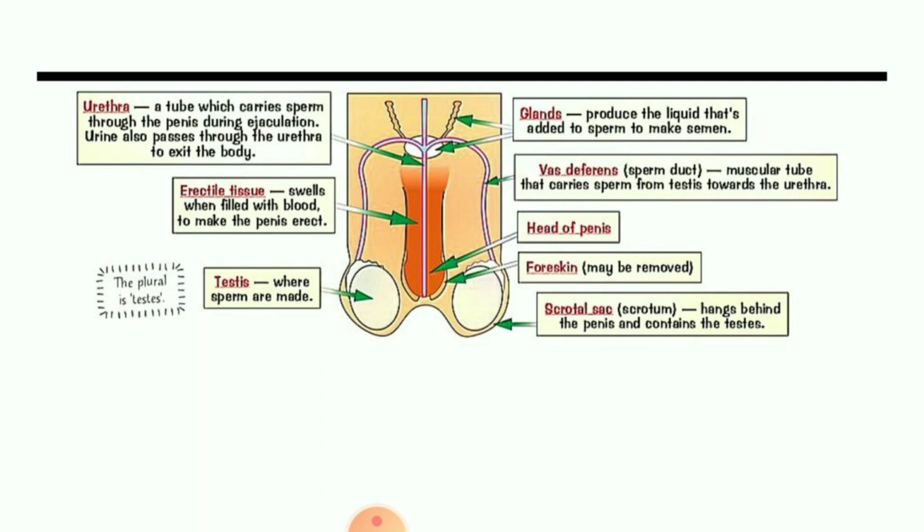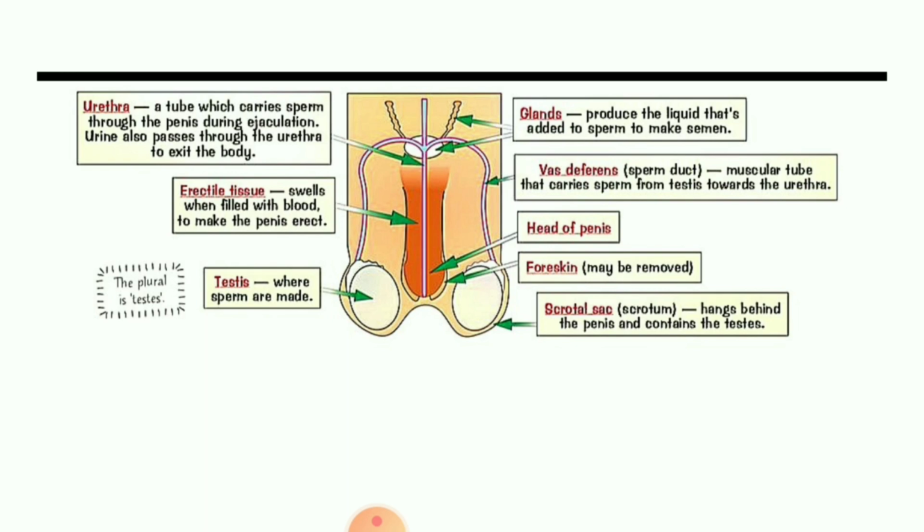See the structure, children. This is a typical structure of the male reproductive organ. As you can see, we will start from the testes. The testis is generally one spherical shaped structure and it is covered with the scrotum, a muscular tissue present just to cover it, and it will provide nourishment to it. It hangs a little bit far away from the body.